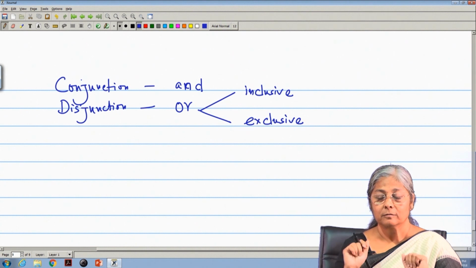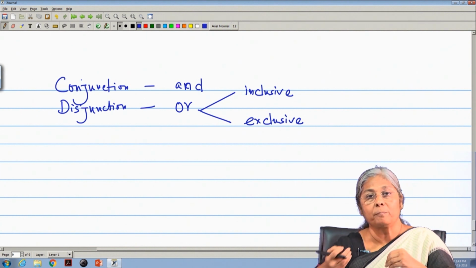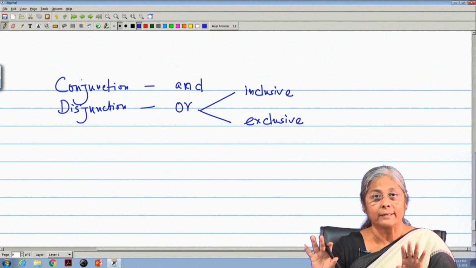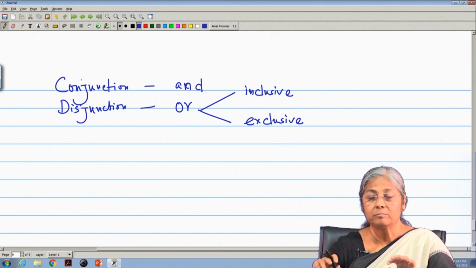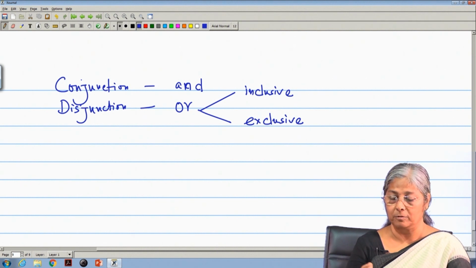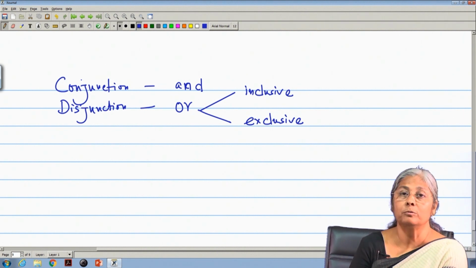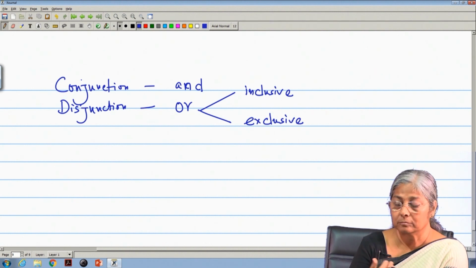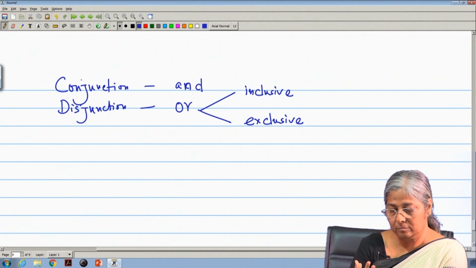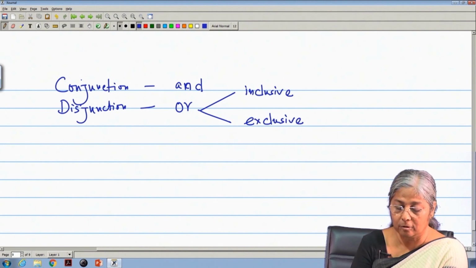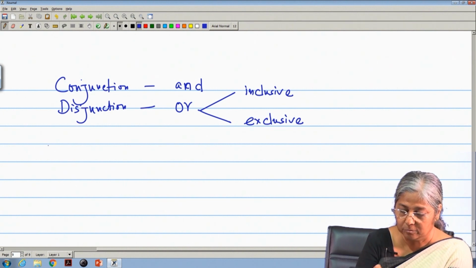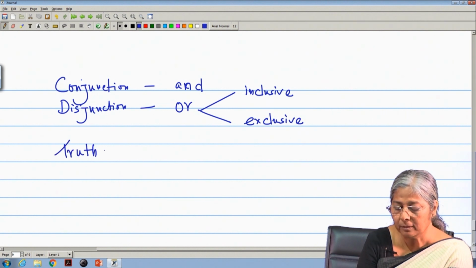When the disjunction is operated on at least two propositions, then since it is binary, it will be either inclusive or exclusive. Now, we will define the truth table with respect to these operations. So, what is the truth table?